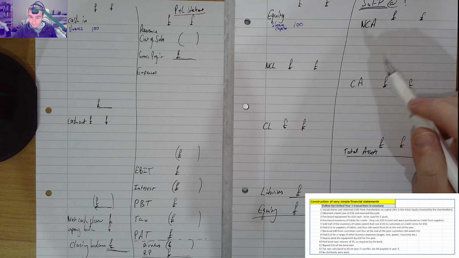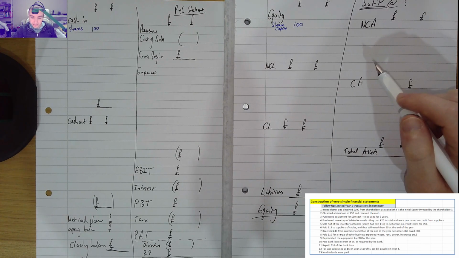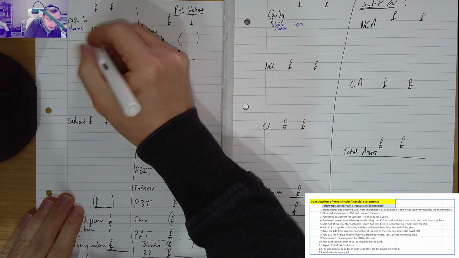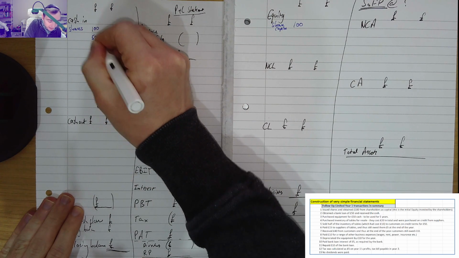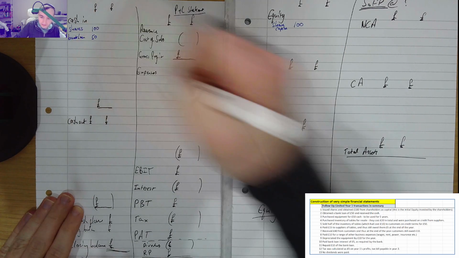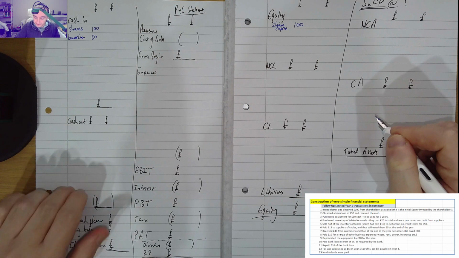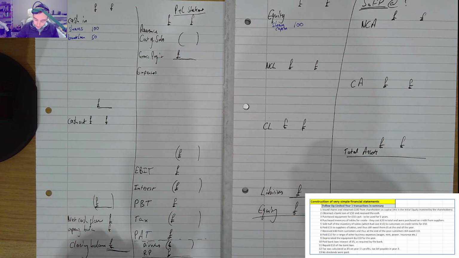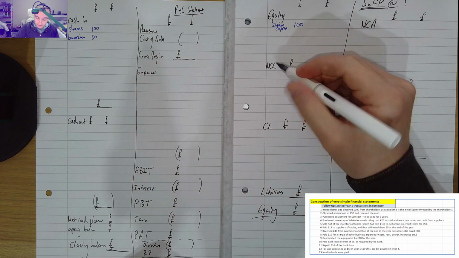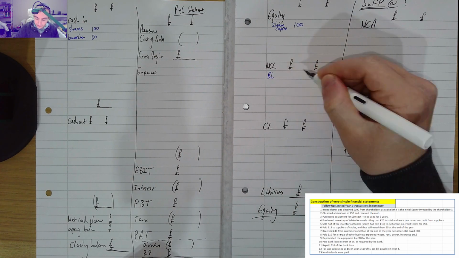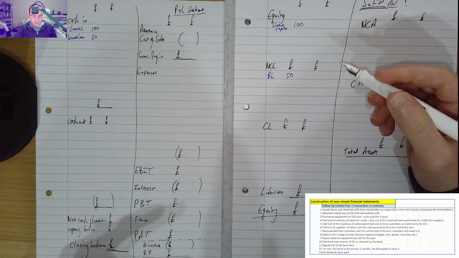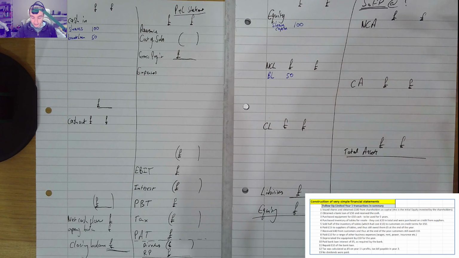Number two, obtained a bank loan of £50 and received the cash. So bank loan of £50, receive the cash, so we can cash in £50, bank loan £50, receive the cash. Bank loan is a non-current liability. Bank loan £50, because we don't expect to pay that within the same year. So if we did, that would be current liability.